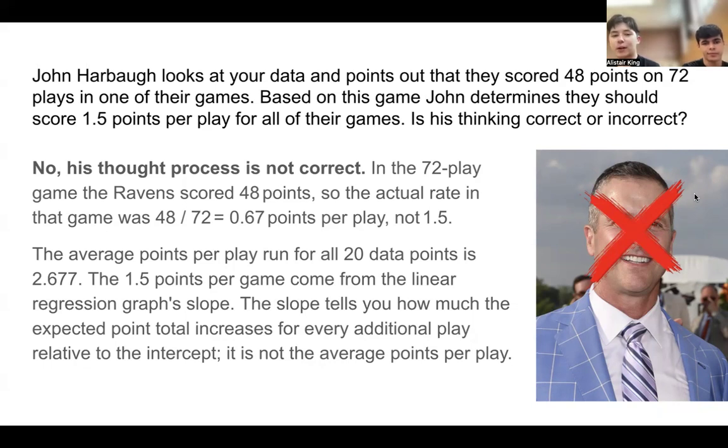In a 72 play game where you score 48 points, the rate for that particular game, if you're only looking at that game, is 0.67, or two-thirds, not 1.5. So even just looking at this game, we see that's not the case. If we look at the average points per play over all 20 data points, it's 2.67. So John Harbaugh is wrong. We think that this 1.5 number he got is the slope of our linear regression trend line. This slope tells us how much the expected point total increases for every additional play relative to the intercept, but it doesn't tell us the average points per play.